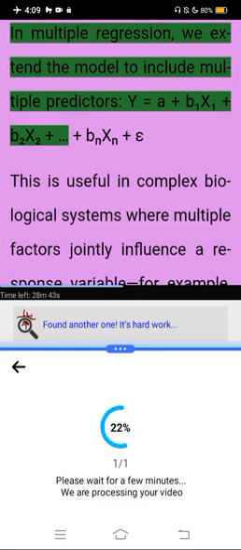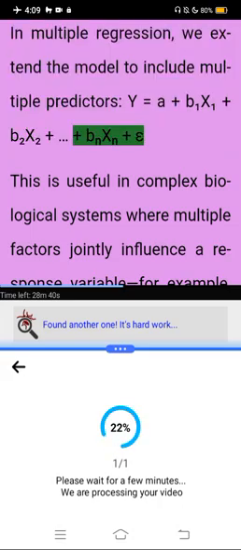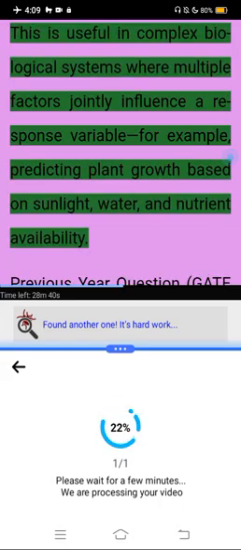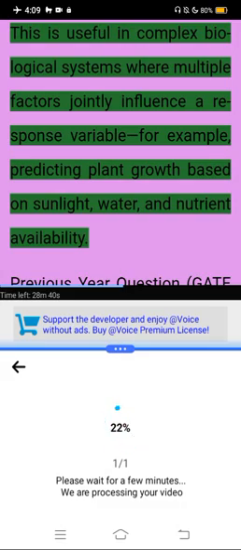In multiple regression, we extend the model to include multiple predictors: y equals a plus b1x1 plus b2x2 plus b3x3 plus epsilon. This is useful in complex biological systems where multiple factors jointly influence a response variable. For example, predicting plant growth based on sunlight, water, and nutrient availability.